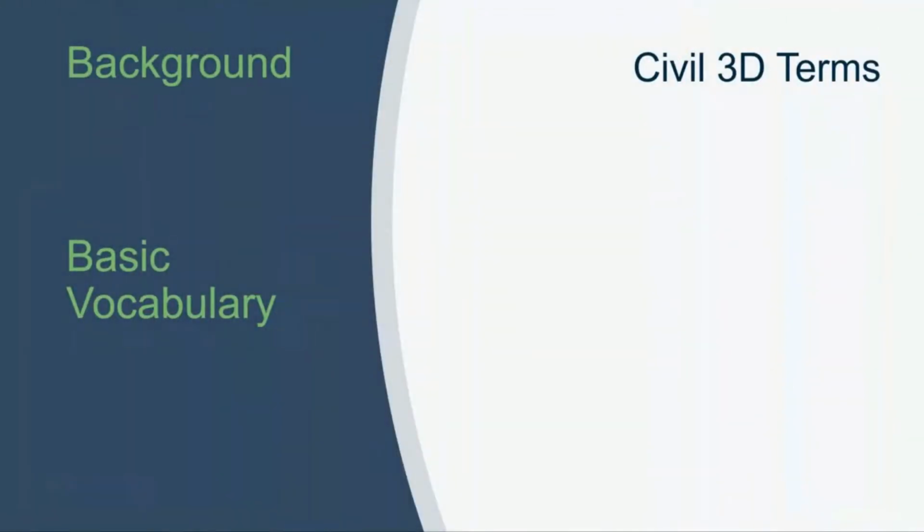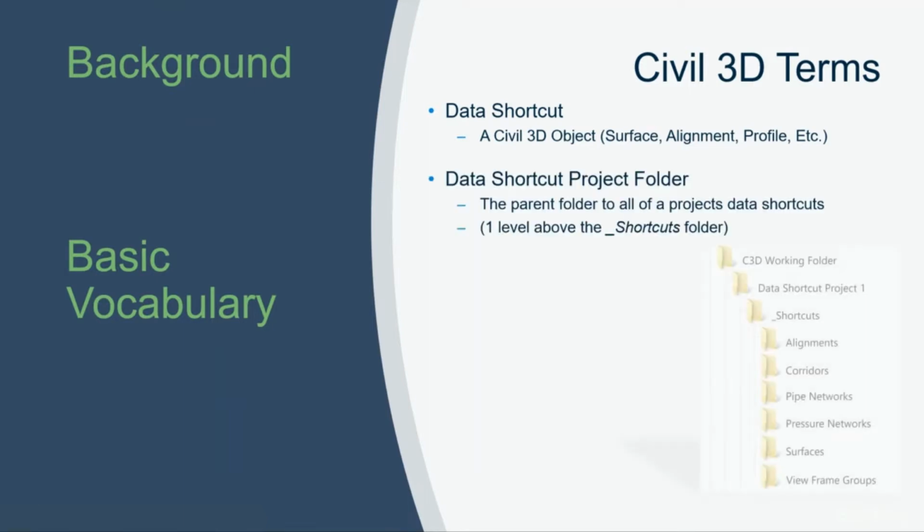So when it comes to Civil 3D, everything is based on a data shortcut, right? That's kind of the central idea. And if you haven't heard of this, a data shortcut is a model. It's inside of a DWG file, and it's shareable. So it's 3D content with data attached to it. It can be a surface, an alignment, pipe network, various other things. It's organized in a project folder, right?